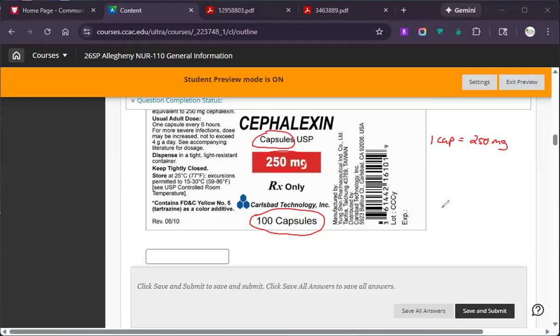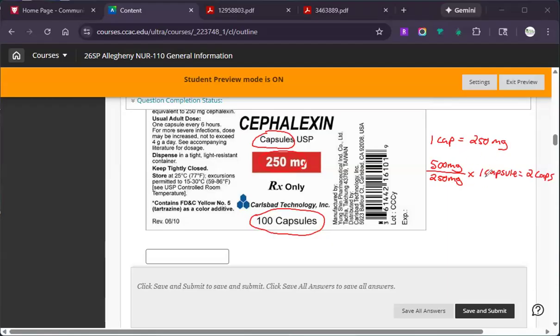So when you're doing your order over available, or your desired over have, the order is 500. Your available is 250 and your quantity is one capsule. And so you get an answer of two capsules. I'm just going to write caps. So this is how you would do order over available, or desired over have.